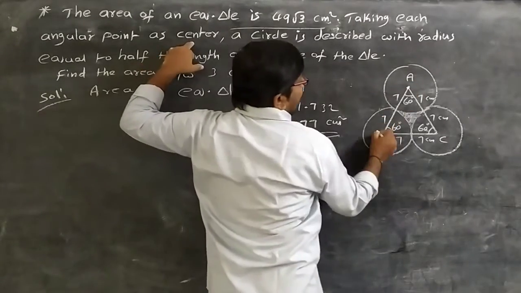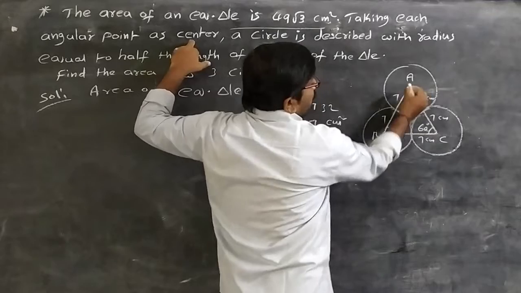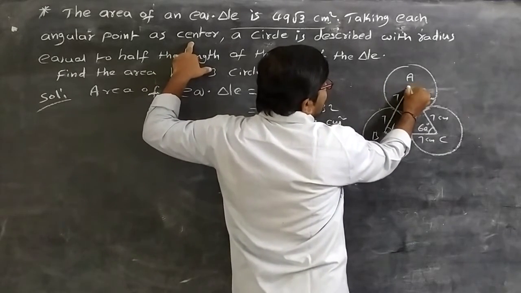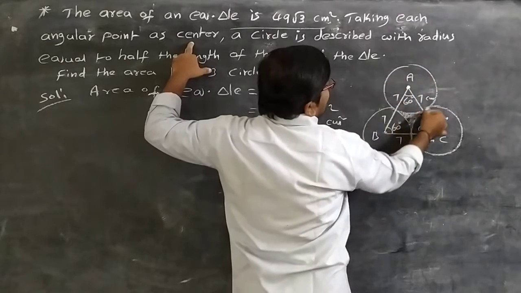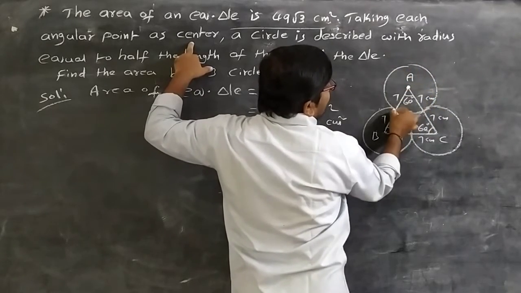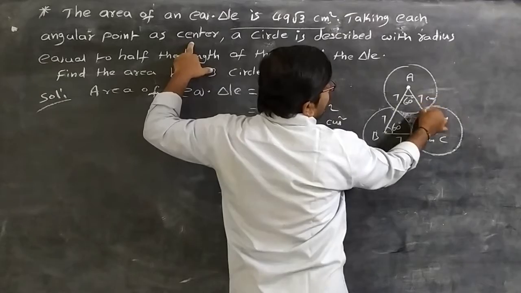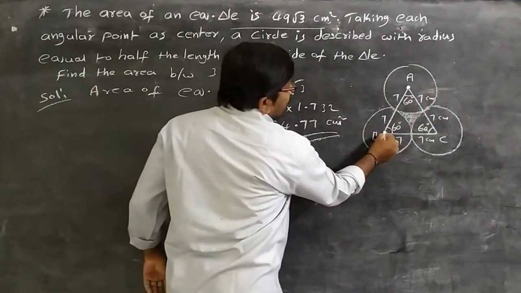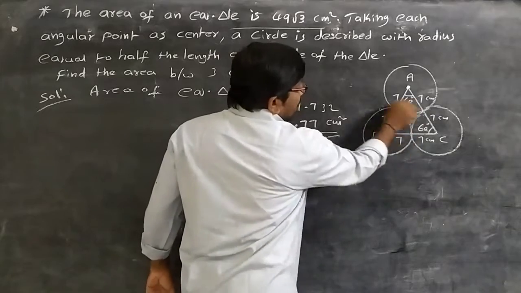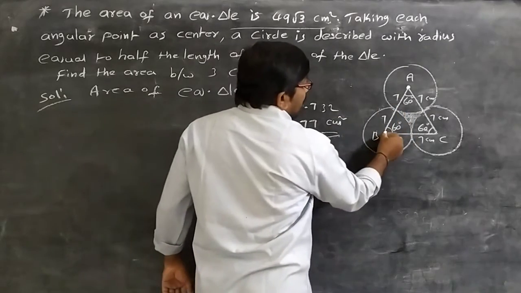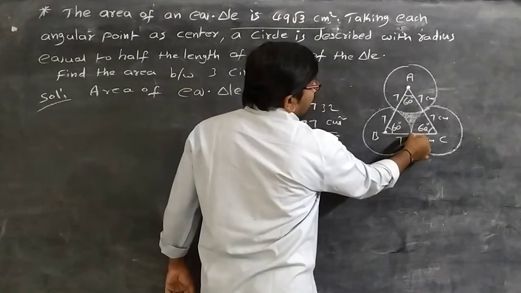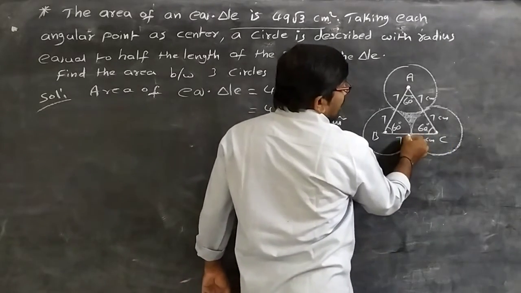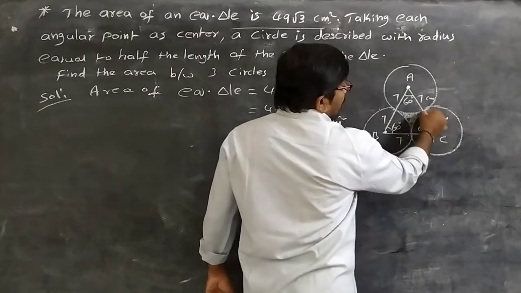In this equilateral triangle, A is a vertex. Taking this vertex as center, draw a circle like this. Its radius is 7 and this is also 7, right? And B is another vertex, the center of the second circle, with radius also 7. And C is the center of the third circle, with radius also 7, right?